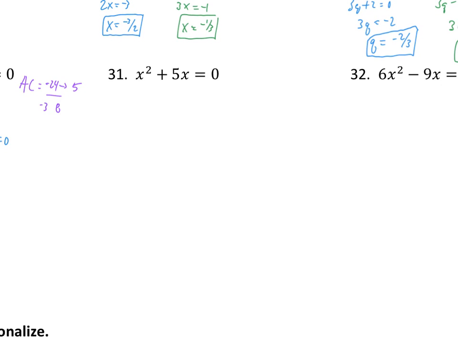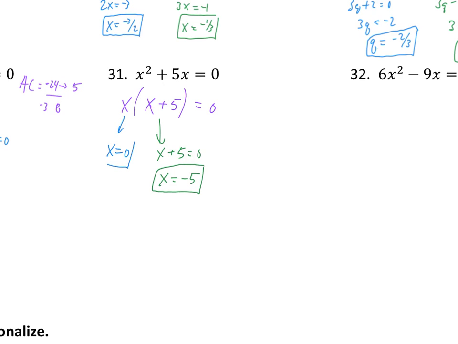Alright, so got one side to 0. Look for a GCF, and there is a GCF, which is x. So I factored, because there's nothing left to do inside the parentheses. So it means I go ahead and solve. So it means x equals 0, and x plus 5 equals 0. So subtract 5 from both sides. That was easy. Love those GCF problems.